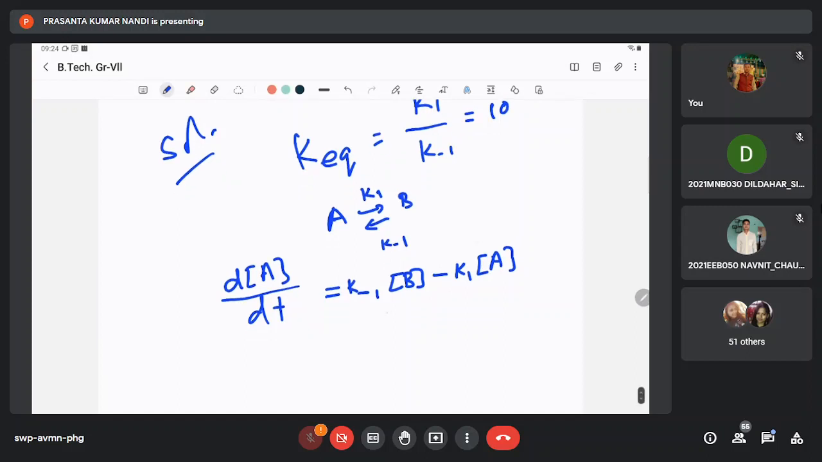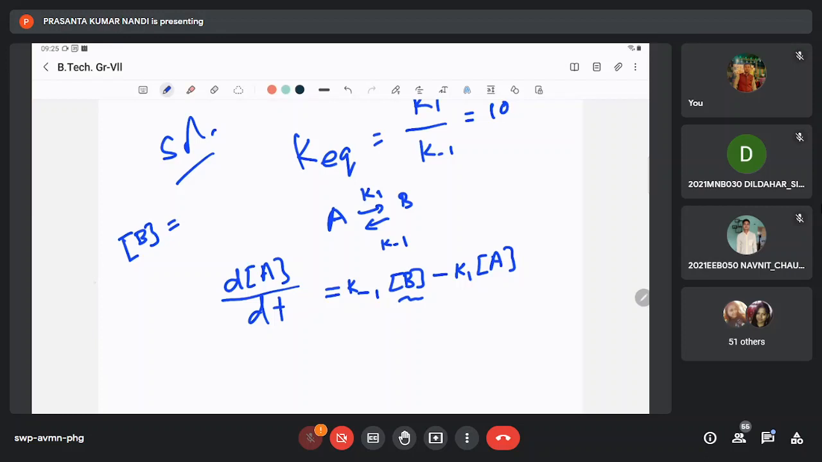Now, you have to express the concentration in some terms. Say, what is B in the first order reaction? Can you write it in this form? What is B, the product concentration, equal to? Can you guess?